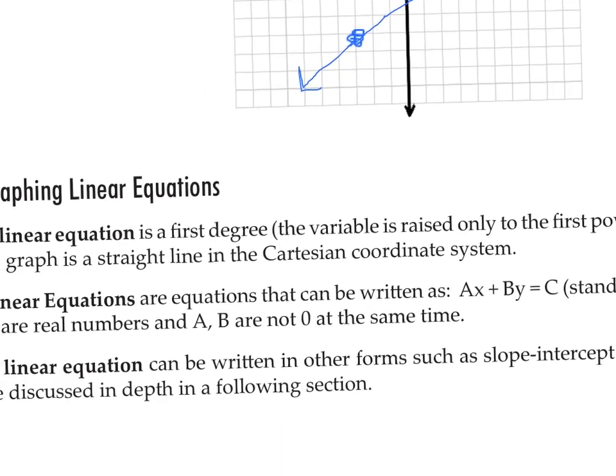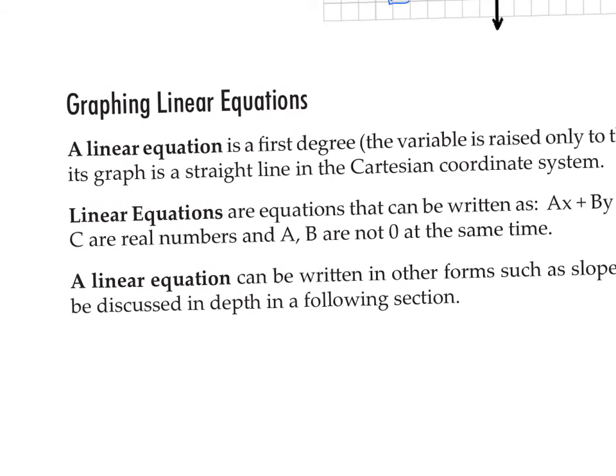Okay, so down here at the bottom we have some definitions about linear equations. A linear equation is first degree, which just means that the variable is only raised to the first power. There are no exponents on the variables. The graph is a straight line in the Cartesian coordinate system. Well, we've already discovered that.